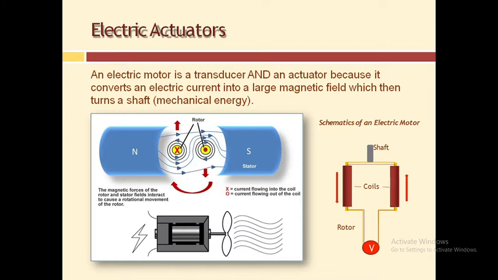by using electricity. This electric motor or electric fan is the perfect example of an electric actuator, where the electrical energy is converted to produce the rotary motion or to produce the torque. That's why we call it an electric actuator, because it actuates the fan.